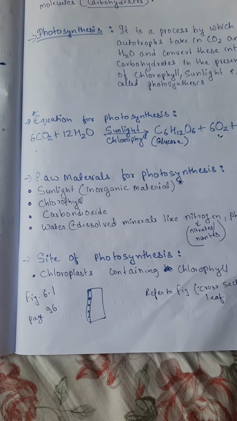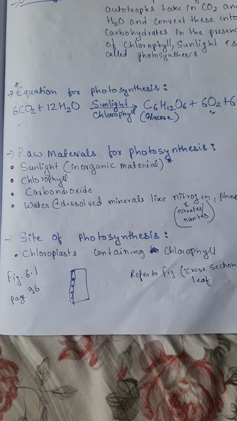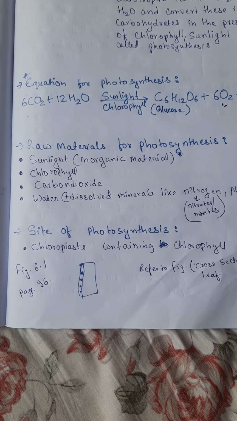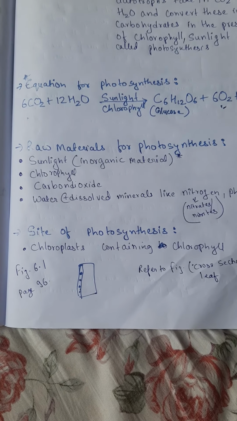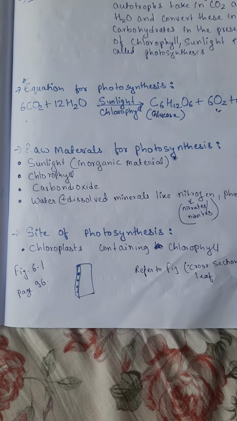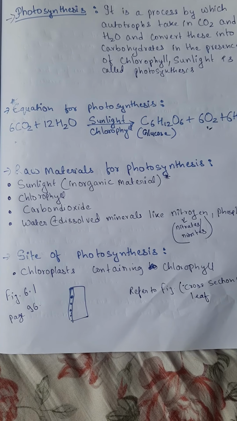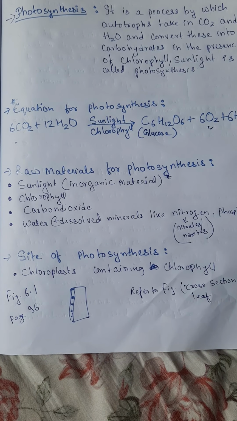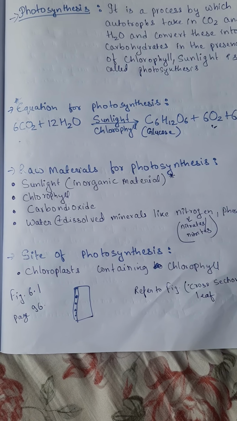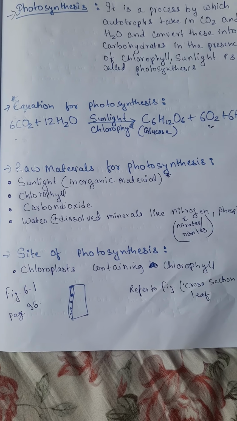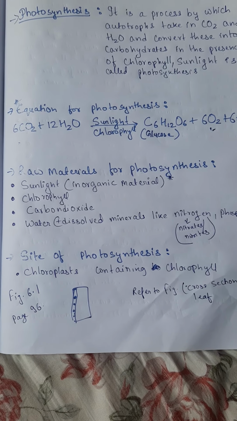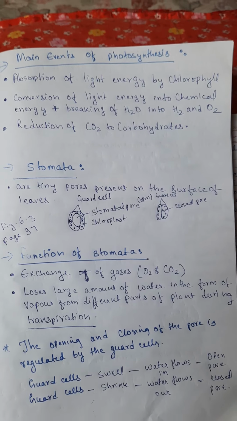Now, where does photosynthesis take place? You can refer to figure 6.1, page number 96 of your textbook. Now, photosynthesis takes place in chloroplast, which contains green coloring pigment, that is chlorophyll. And do remember the function of chlorophyll. Its function is to absorb sunlight.